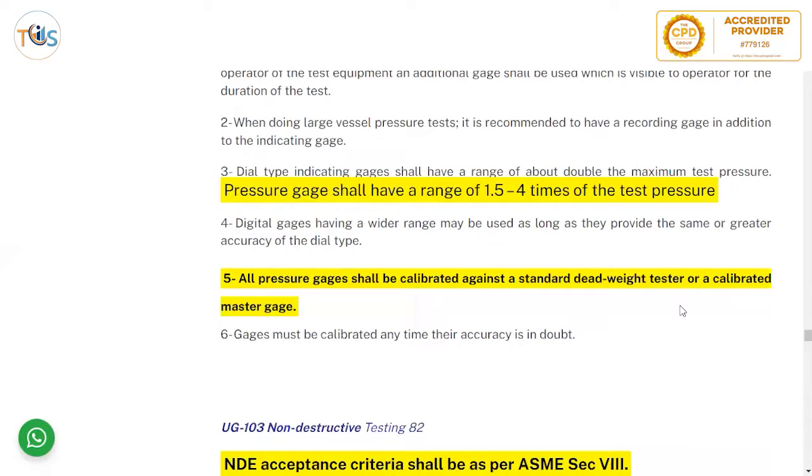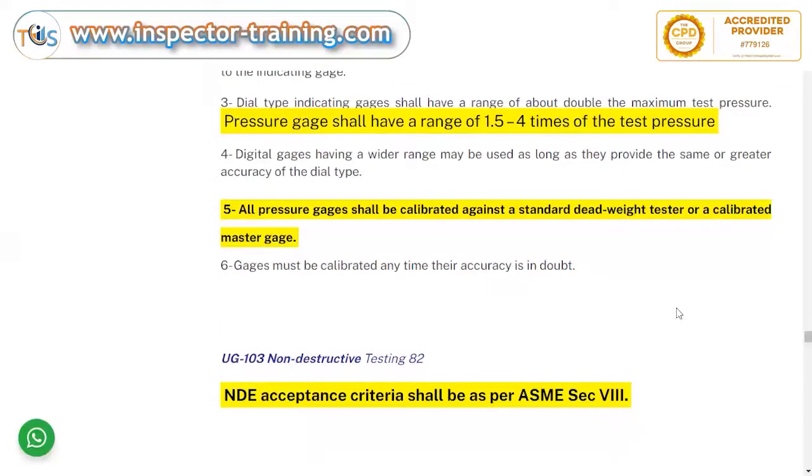When doing large pressure vessel tests, it's recommended to have a recording gauge in addition to the indicating gauge, so it can also record. It's got some stencil, some pen that records the pressure versus time. A dial type indicating gauge shall have a range of about double, preferably double the maximum test pressure, but the range should not be less than 1.5 times, nor more than 4 times the test pressure. Digital gauges having a wider range may be used as long as they provide the same or greater accuracy than the dial gauge. All pressure gauges shall be calibrated against a standard dead weight tester or a master gauge, and gauges must be calibrated anytime their accuracy is in doubt. Normally the calibration is annual.